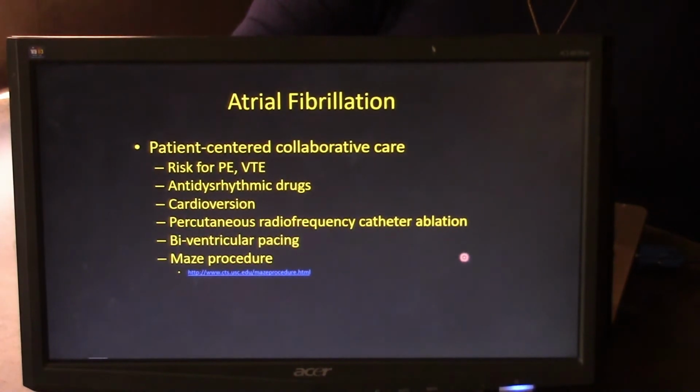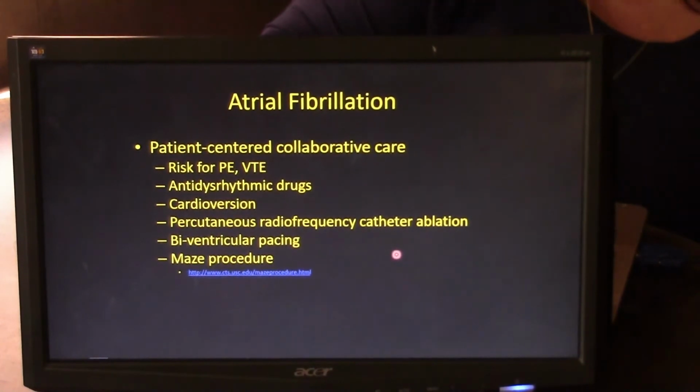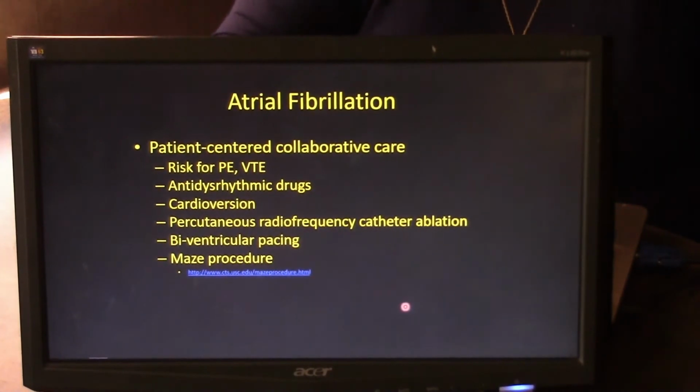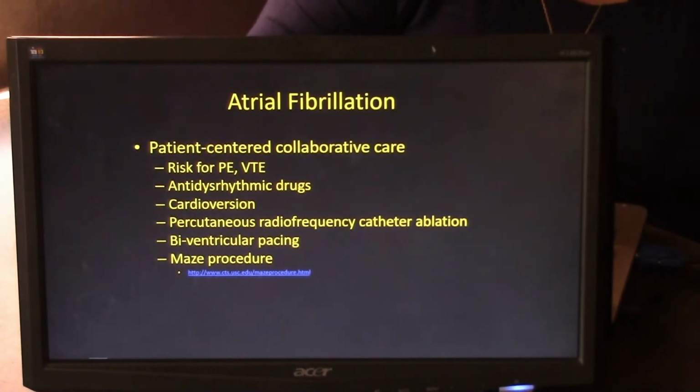Long-term treatment, if it becomes a problem: the AV node can actually be burned out and AV pacing can be placed for the patient. There are other procedures, like the Maze procedure, which is a little more in-depth than what we're going to go into today in this dysrhythmia lecture. We will go into it a little bit more when I talk about treatments of all these dysrhythmias.